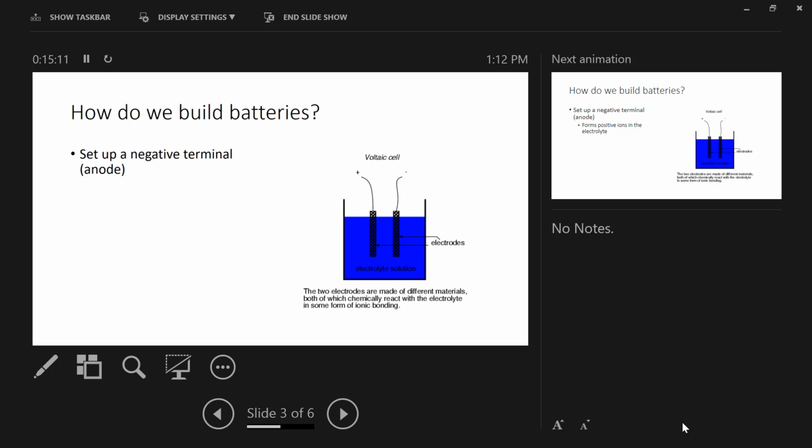I'm going to get myself an electrolyte that I know is either an acid or a base. And you're like, I know where I can get an acid. I'm going to go to my cupboard. I'm going to get some vinegar. And so I need to know, how do I set up this negative terminal? I'm glad you asked. You take something that forms positive ions. You put it into the electrolyte, and that something needs to be a material that forms positive ions.